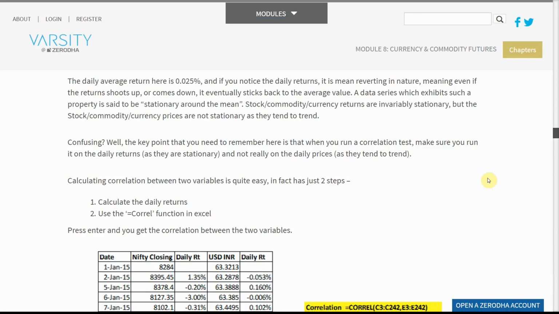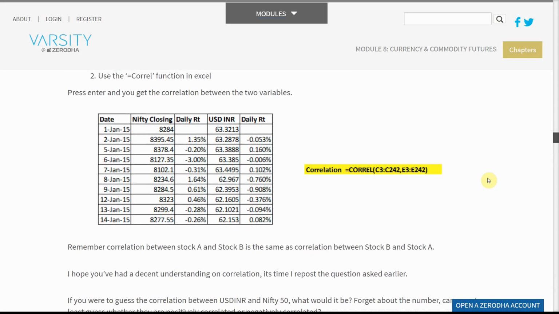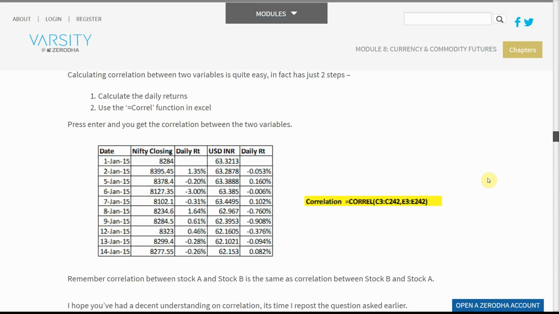Calculating correlation between two variables is quite easy. In fact, it has just two steps. Calculate the daily returns. Use the equals CORREL function in Excel. Press enter and you get the correlation between the two variables. Remember, correlation between stock A and stock B is the same as correlation between stock B and stock A.